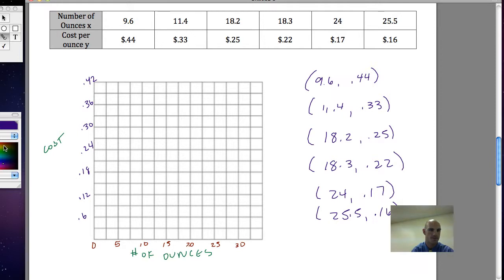Let's plot these. I'm going to use this red color. Actually, maybe I'll use green. A little bit of neon green never hurt anybody, huh? So 9.6 ounces. Well, 9.6 ounces is close to 10, and my cost is 44 cents. Well, that's up here off the chart. So this is 9.6 and 0.44. Then 11.4 and 0.33, so that comes up here.